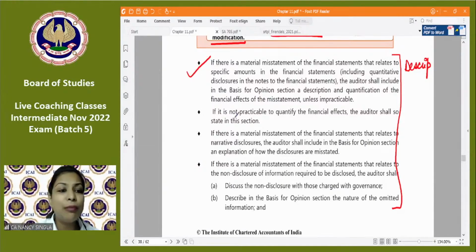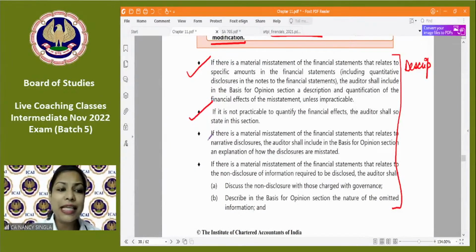Simple. In the second point, it says if it is not practicable, if you are not able to quantify the financial impact, mention this fact in the basis of opinion section. वो भी mention कर दो that we are not able to quantify it. है ना, let's say कोई litigation है with respect to which the company might lose the case and there may be an outflow by way of compensation or whatever, but that amount cannot be calculated as such. So mention that quantification of the financial effect is not possible.